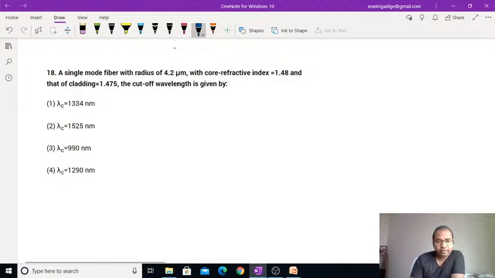So coming to the next question: a single mode fiber with radius of 4.2 micrometer, core refractive index 1.48 and cladding refractive index 1.475, then the cutoff wavelength is given by. Coming to the cutoff wavelength, first of all, the optical fiber's V number can be taken as 2 pi A divided by lambda into n1 square minus n2 square whole power 1 by 2. Okay, it is the V number expression, guys.